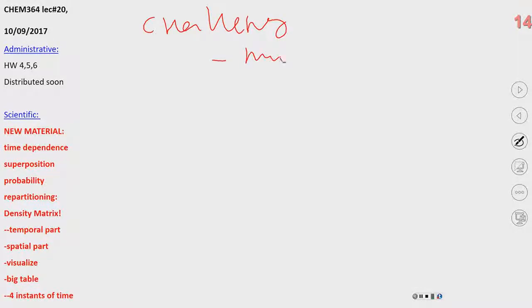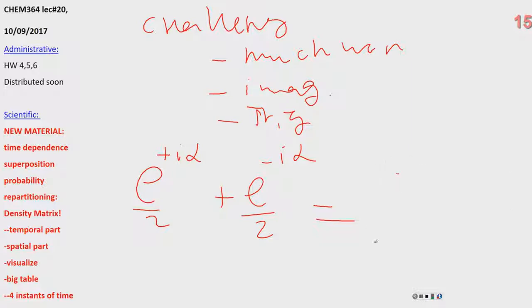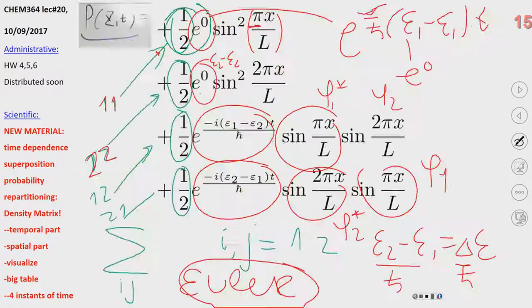Challenges. Much work. Imaginary and trigonometric. So e to the power plus i alpha plus e to the power minus i alpha. Can we simplify it? Cosine? Yes, correct. Cosine of what? Alpha, yes. So I'm going to flip back to the previous slide. Attention, careful, I'm not going forward, I'm going backwards.